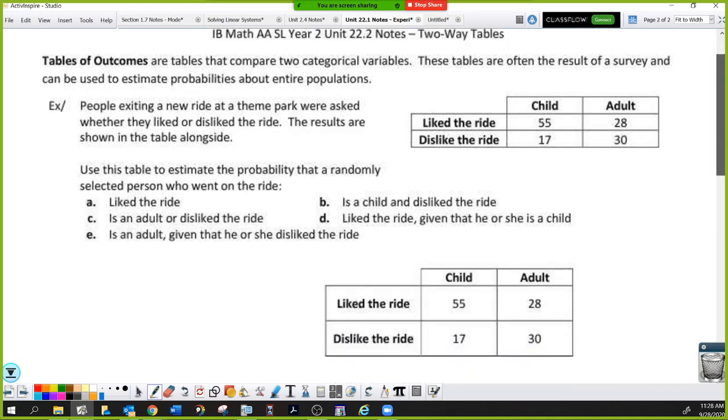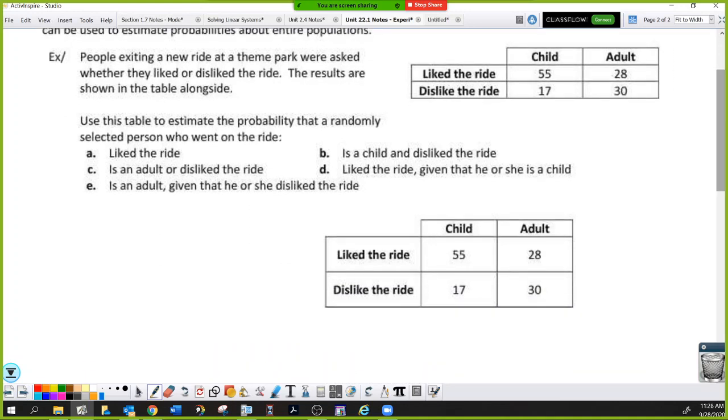People exiting a new ride at a theme park were asked whether they liked or disliked this ride. And those results are shown over there. So we have 4 different options. You could either be a child or an adult, and then you either could have liked the ride or disliked the ride. Okay. Let's see, do I have these for me? Yep, there they are.